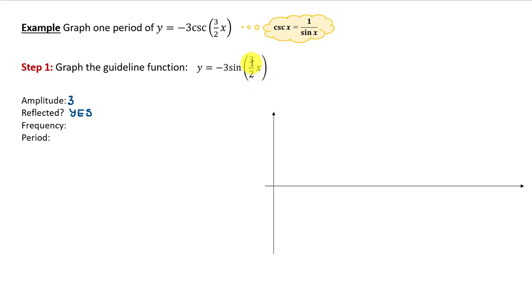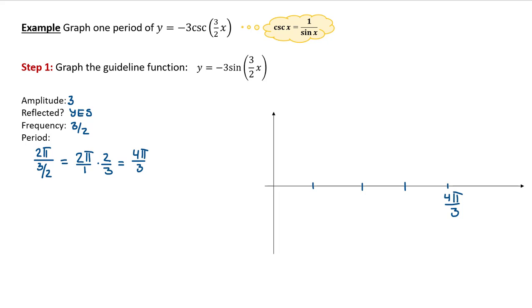The frequency is 3 over 2. That means that to find the period, I'll have to take 2 pi and divide by 3 over 2. That's the same as 2 pi over 1 multiplied by 2 over 3. So that's 4 pi over 3. Now I'm going to label the horizontal axis. 4 pi over 3, that's the end of the first cycle of the guideline graph.